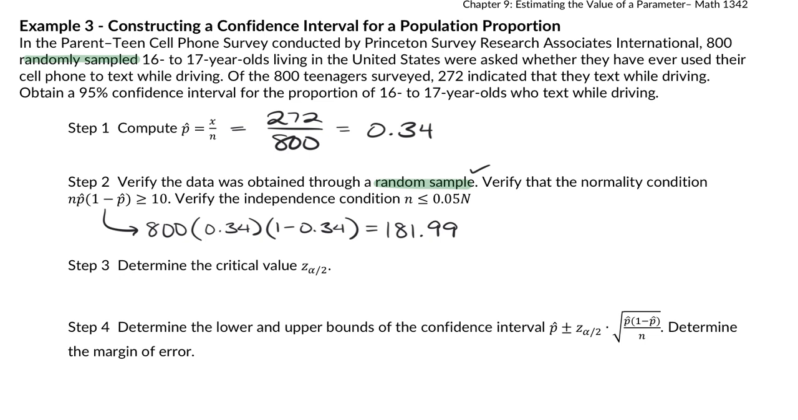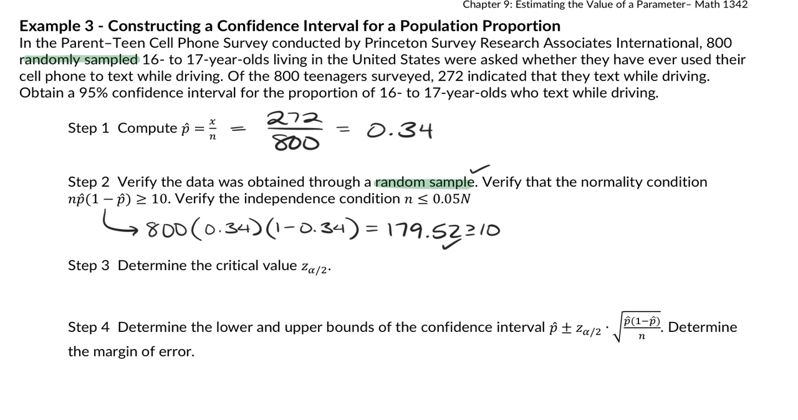Is my math off? I got 179.52. That's what he got too. So my math was off. Either way, is that larger than 10? Yes. Okay, then that condition's fine.